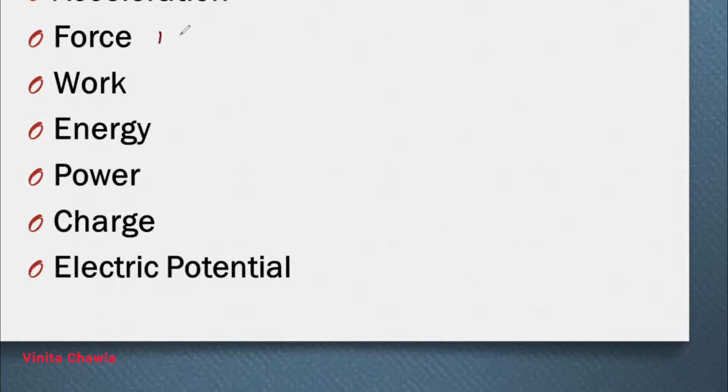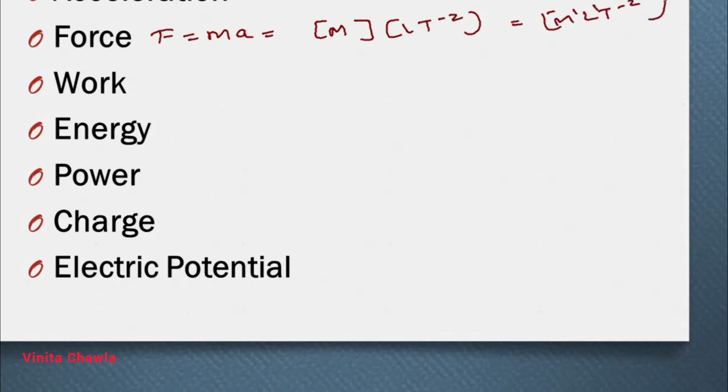Force is mass into acceleration. We'll write the dimension of mass first, and then acceleration, which is LT minus 2. So we get MLT minus 2, or we should write M1 L1 T minus 2. Okay, this is how we write. See, acceleration is LT minus 2, no? So this is M1 and this is L1, okay?